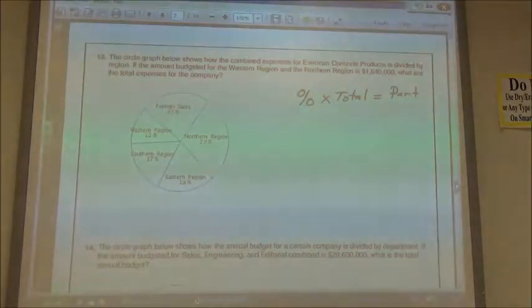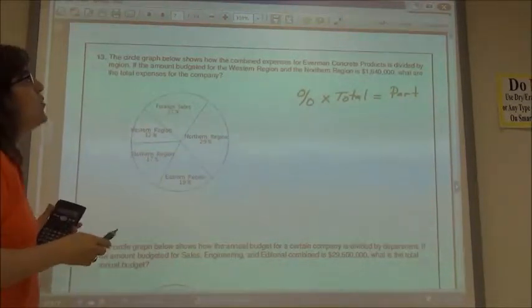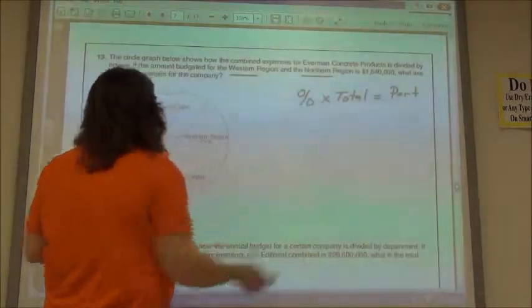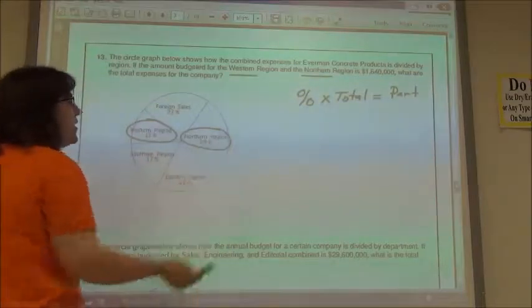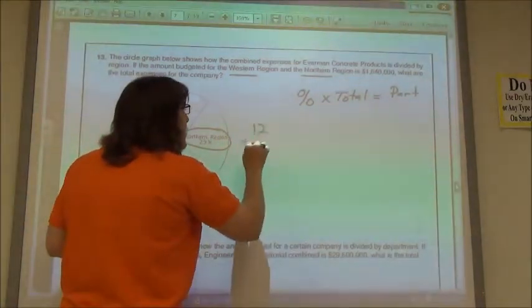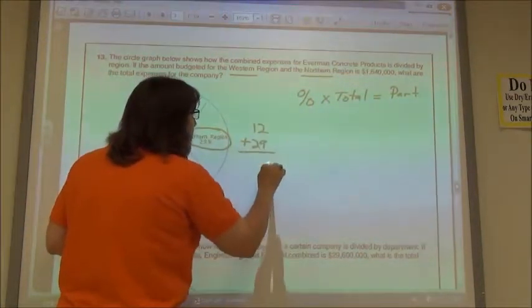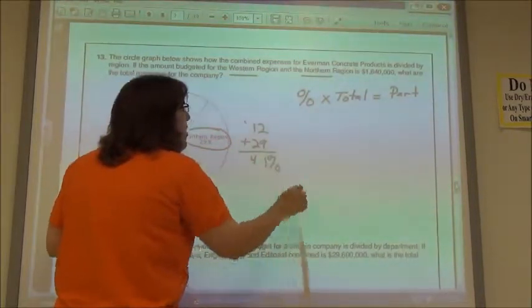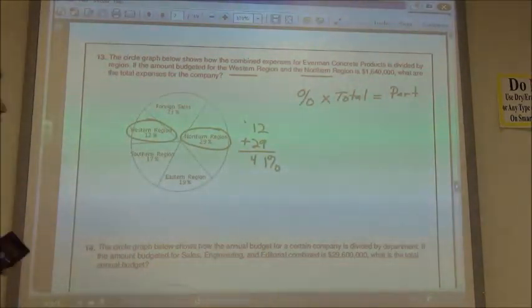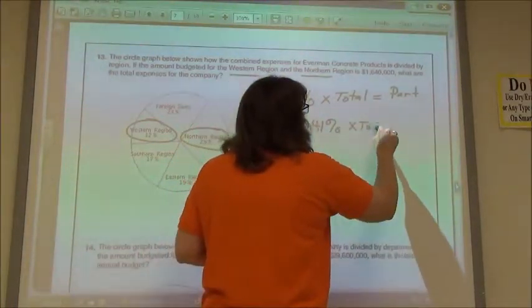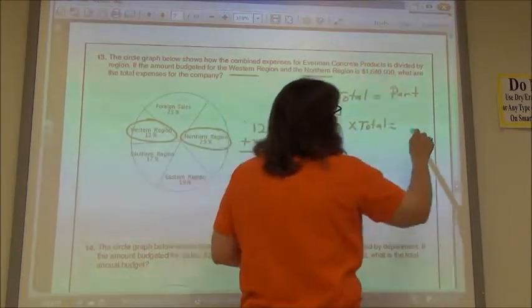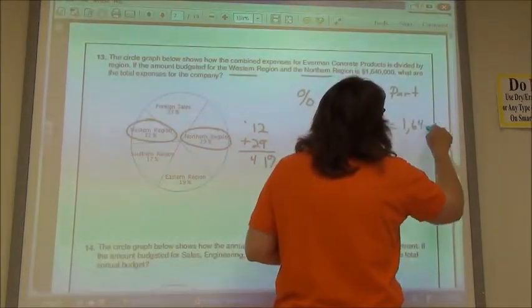For our formula, if you take 12% of the total of the pie chart, you get the part spent on the western region, or whatever it is. So I'm doing the western region and the northern region. The western region is 12% of the pie chart. The northern region is 29%. So if I take 12 plus 29, 41% is my percent. So it's saying that 41% of the total is equal to the part that they spent, the $1,640,000.